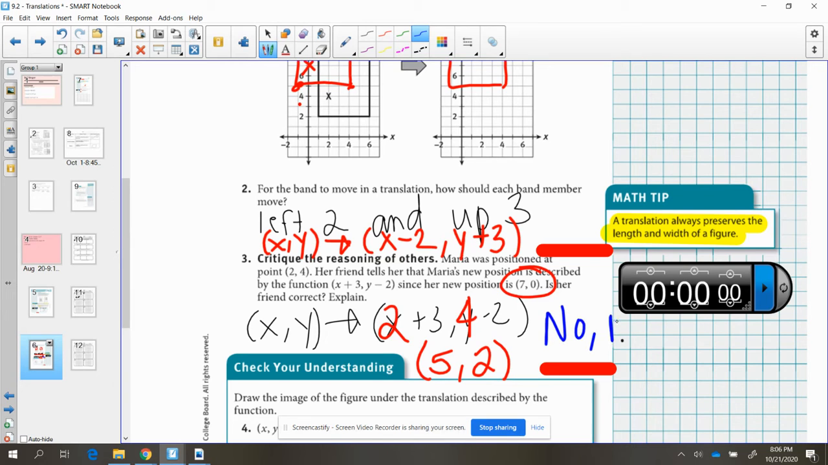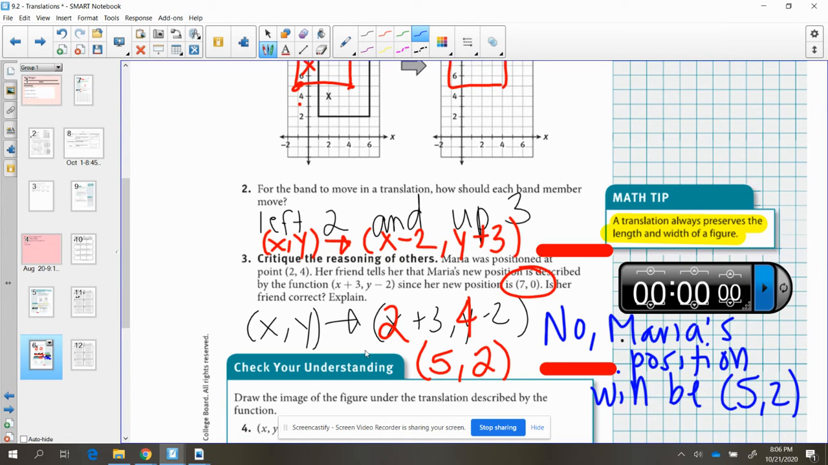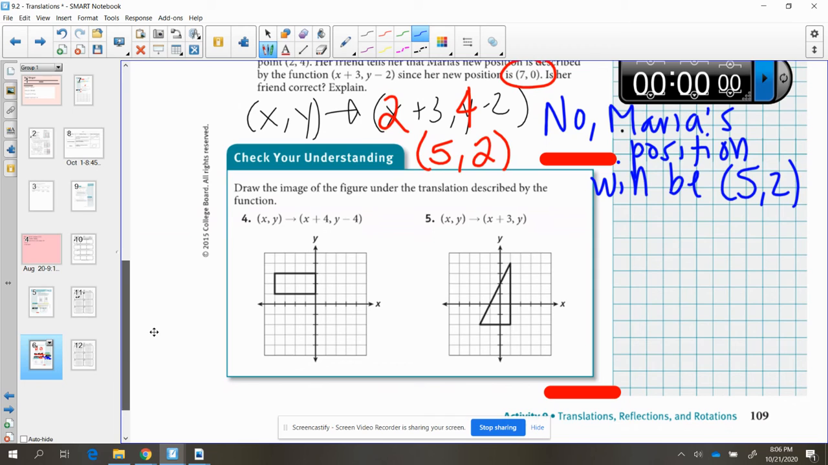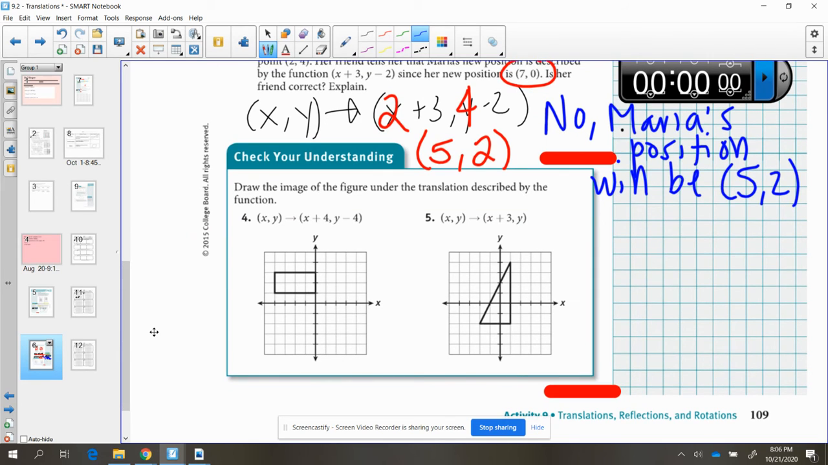Okay, no, Maria's position will be 5, 2. So a reminder to always explain your answer if they ask you for it. All right, now we have a couple more function rule practices here on 4 and 5. And I want you to take a moment on your own to do these two problems in your own workbook.